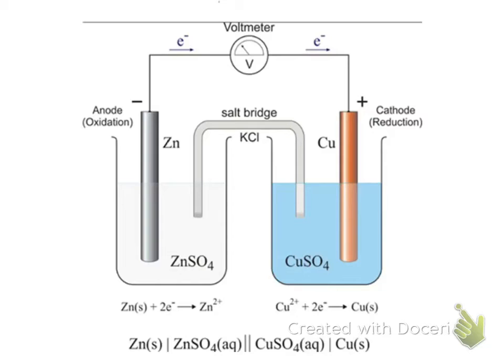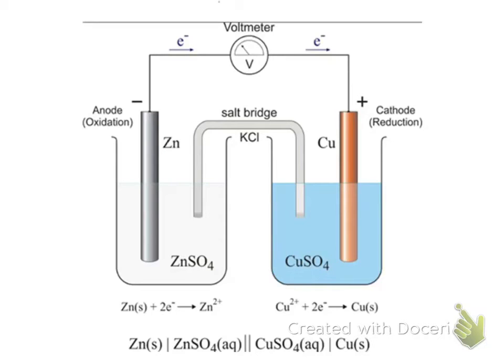What happens if you don't have a salt bridge? Well, first of all, if you don't have a salt bridge, the reaction won't happen. If you take that salt bridge out, the reaction doesn't happen. And at some point, the reaction becomes depleted because you run out of reactants, okay?